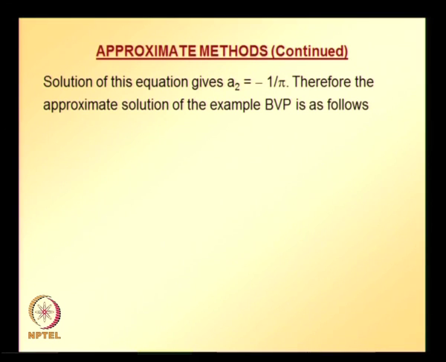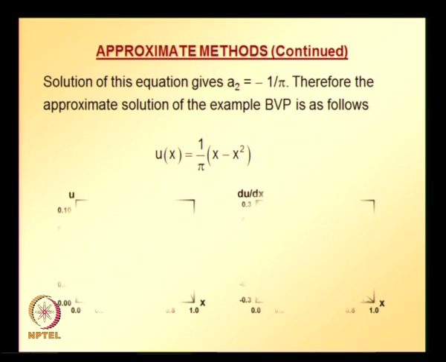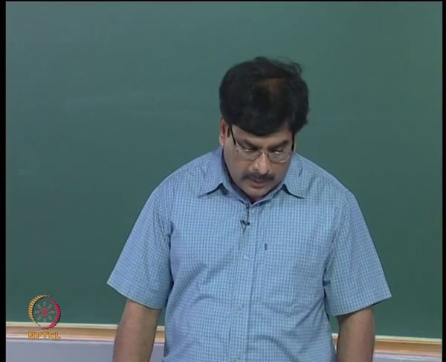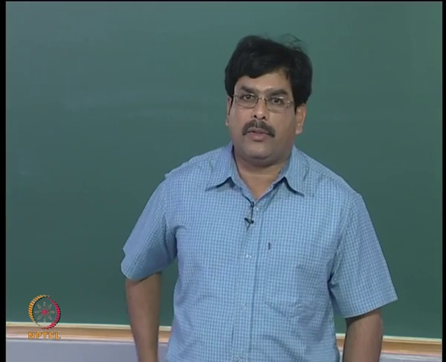This A2 we can substitute back into the admissible trial solution to get the approximate solution of the boundary value problem. How this approximate solution matches with the exact solution, we can get an idea if we plot the approximate and exact solutions for this particular problem. Please note that this approximate solution is based on the least square weighted residual method, starting with a quadratic trial solution. You need to keep that in mind.